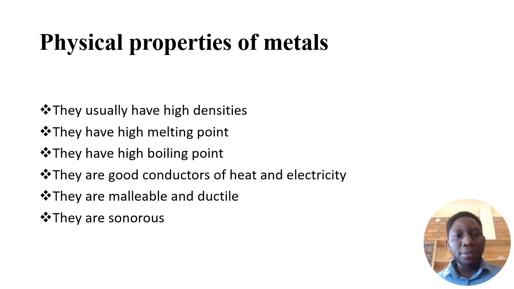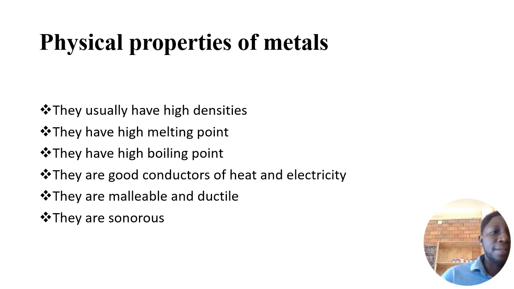We are going to talk about the physical properties of metals. Remember, at the beginning, we classified our elements into 3: metals, non-metals, and the metalloids. We are going to talk about the physical properties of those classifications. Let's start with the metals. The physical properties of metals.